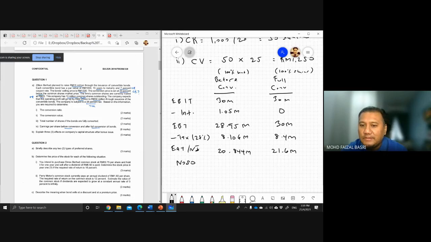So before conversion means we're going to use the old number of shares outstanding. The original one was 15. Oh, I just skipped one question. Wait a moment, I'm going to go back to that later.